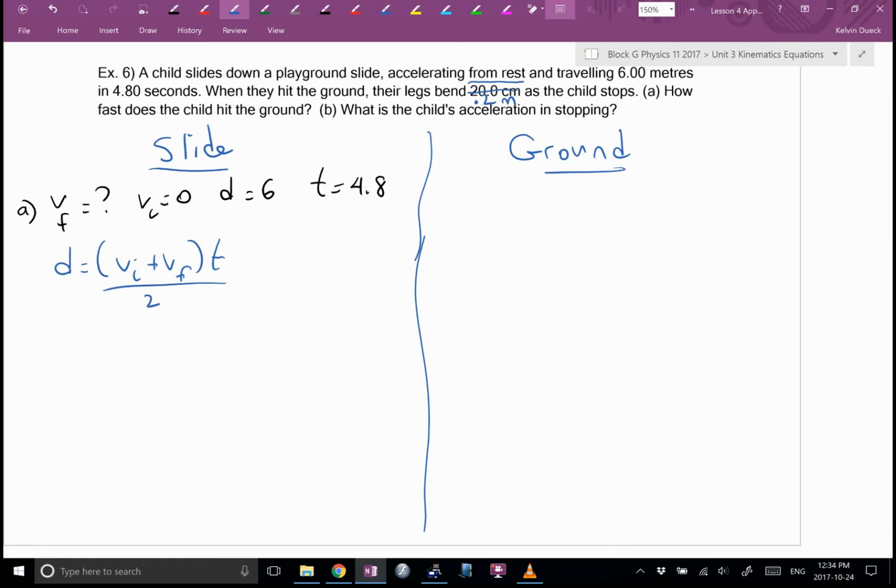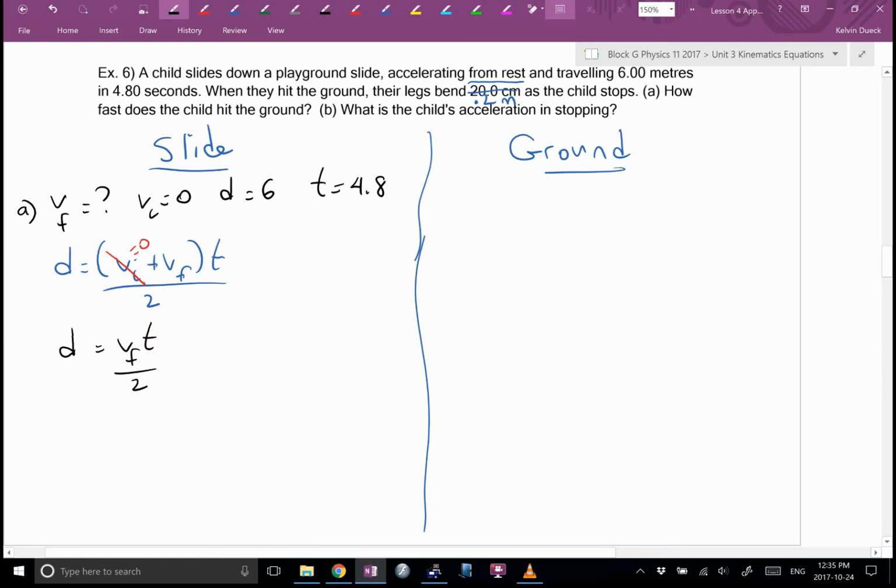Are any of these zeros? Ibrahim, what's 0 plus 5? What's 0 plus 10? What's 0 plus a million? What's 0 plus VF? Just plain old VF. Yes? In other words, the fact that it's 0, Louisa, I can modify the equation to just VF T over 2.